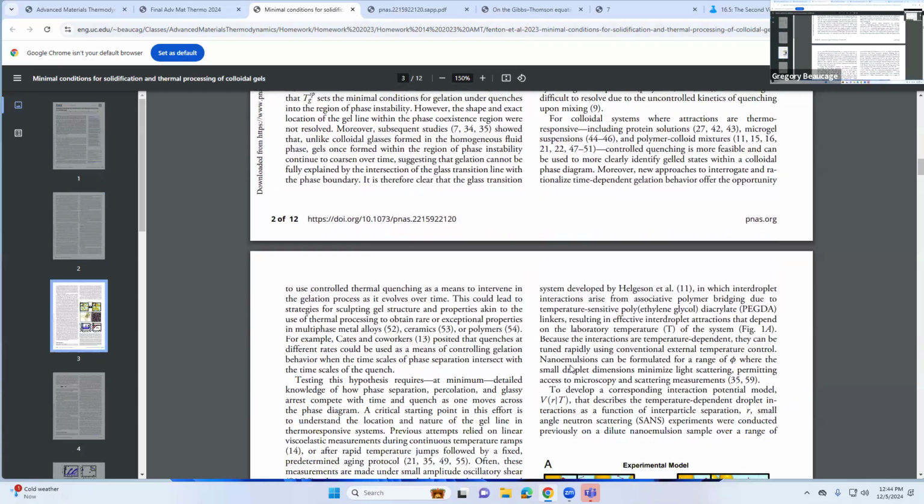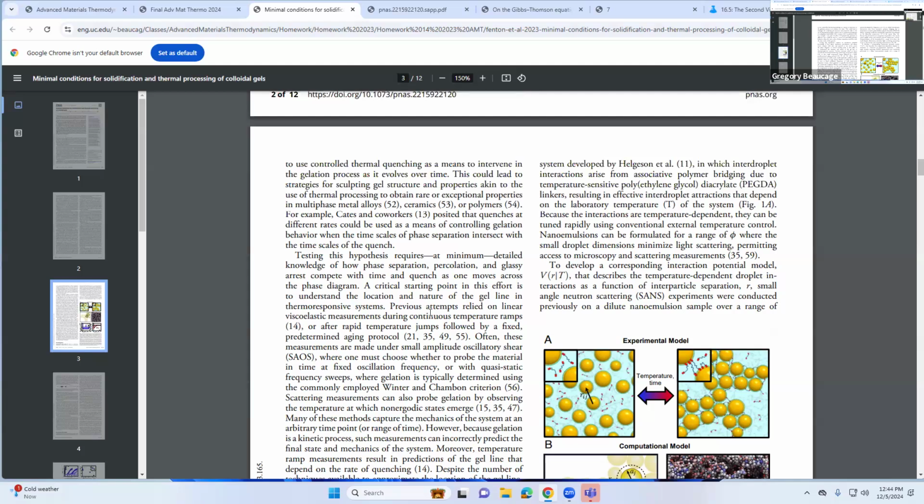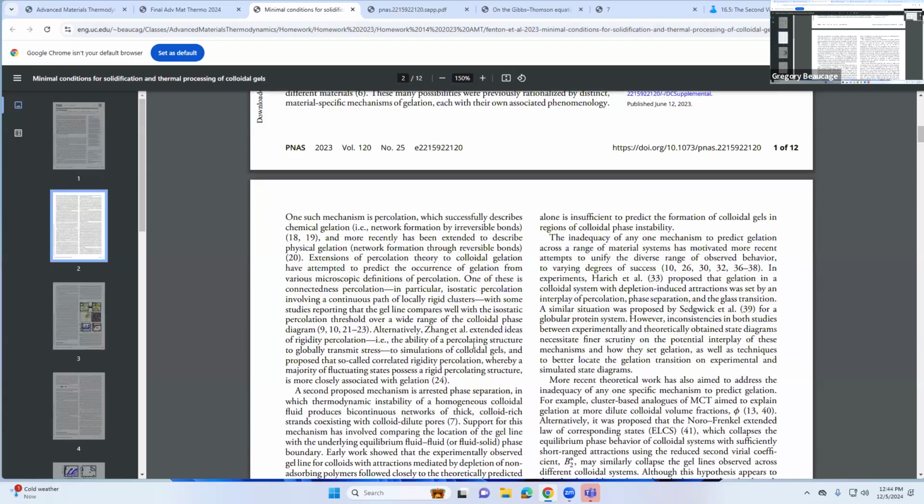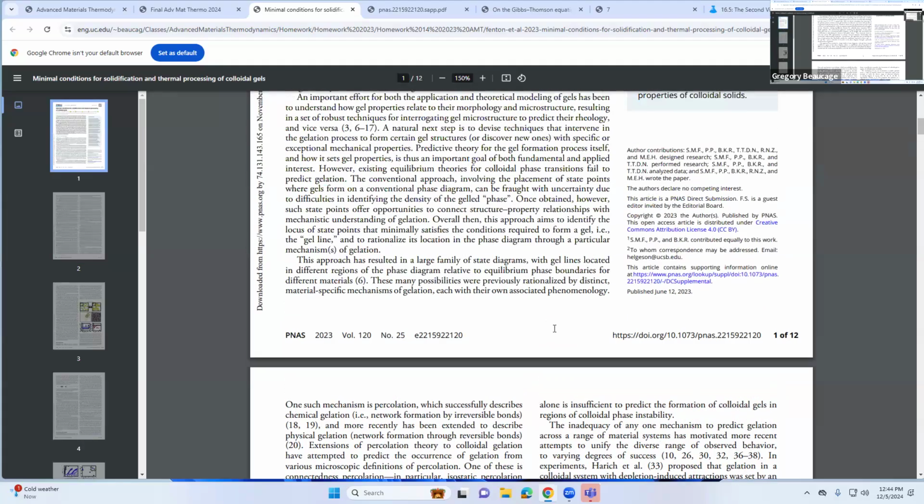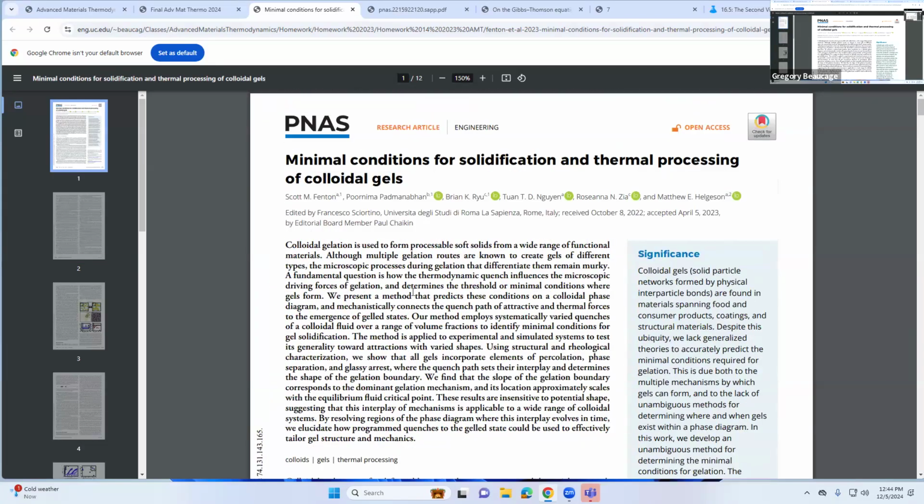Anyway, so how does that gelation happen? He says in here there's multiple mechanisms. All right, so the problem he's addressing is there's multiple mechanisms for gelation, not just one. There's 3, in fact, that he brings up. And then there's a lack of unambiguous determination of gelation as it relates to a phase diagram. So he's talking about phase separation.